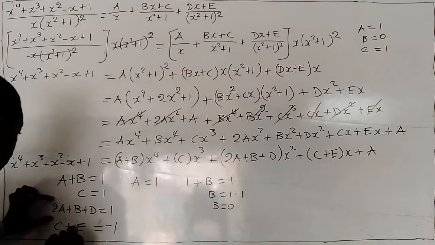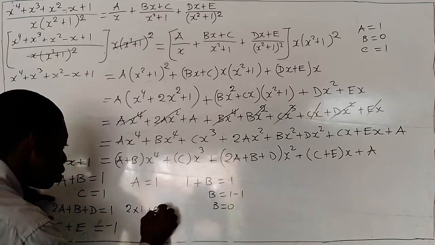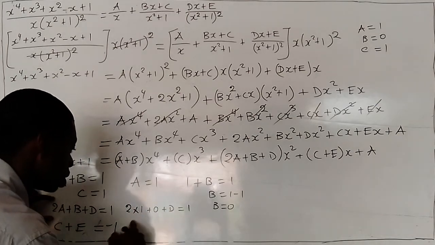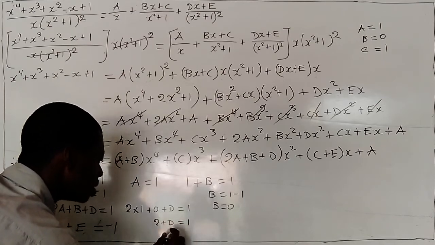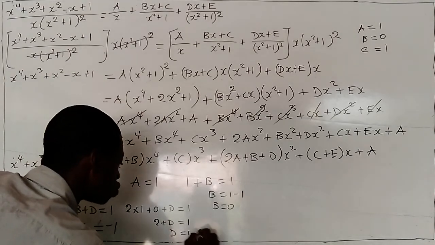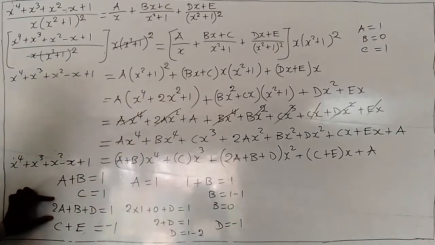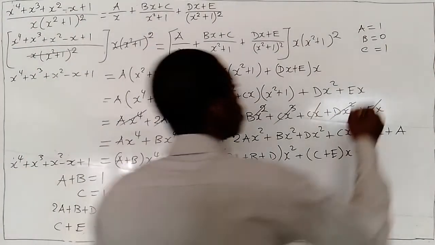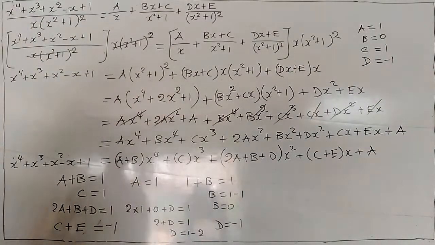Now let's substitute to get the value of d. So we are saying that 2 times 1 plus 0 plus d equals 1. So that's 2 plus d equals 1. So d equals 1 minus 2, so d equals minus 1. And what is the value of e?